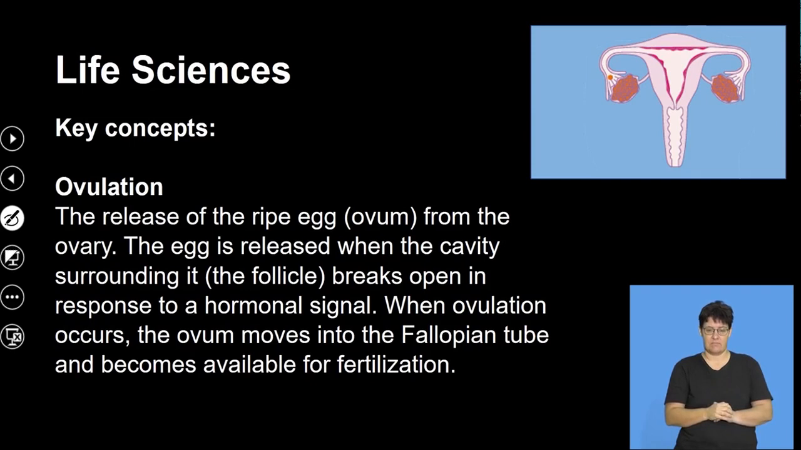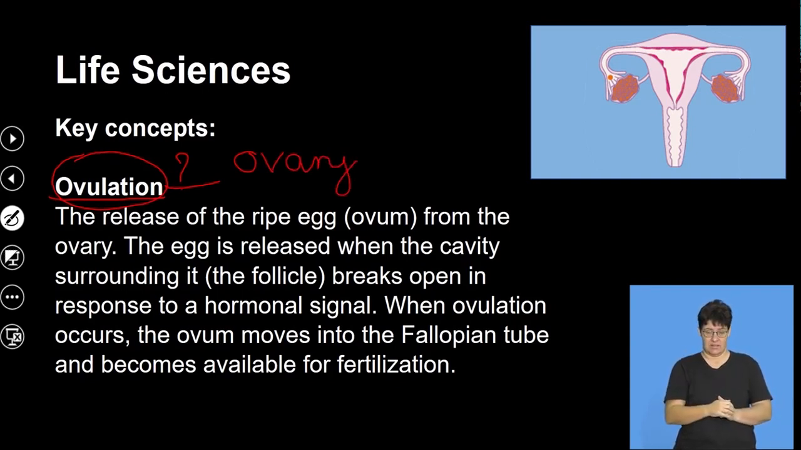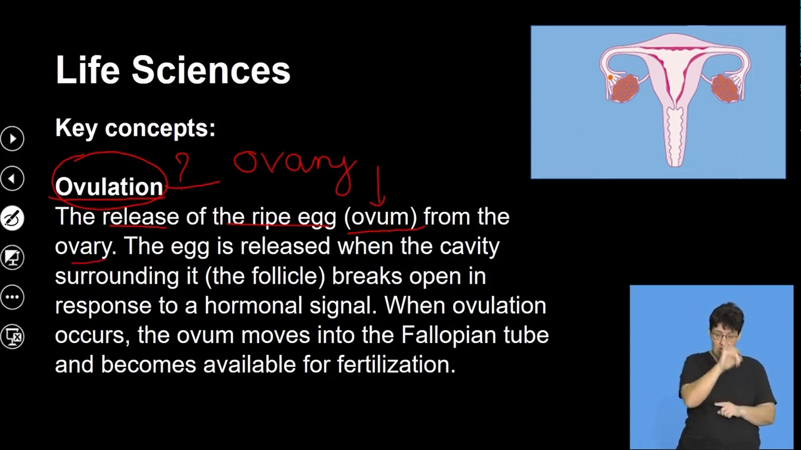One of the key concepts, as we discussed, was ovulation. What do we understand by the concept of ovulation? Let's try and unpack the word ovulation. It refers to the organ called the ovary, and hence we know that ovulation has to do with some process that occurs in the ovary. Ovulation is the release of a ripe egg, which we correctly refer to in scientific terms as the ovum, from the ovary. So the release of an egg or an ovum from the ovary is regarded as ovulation.